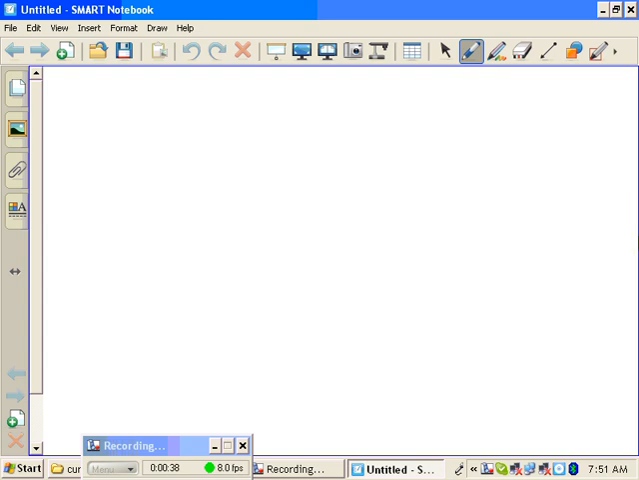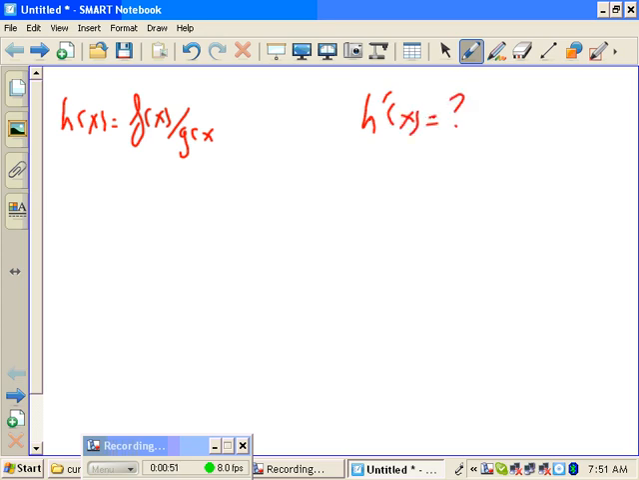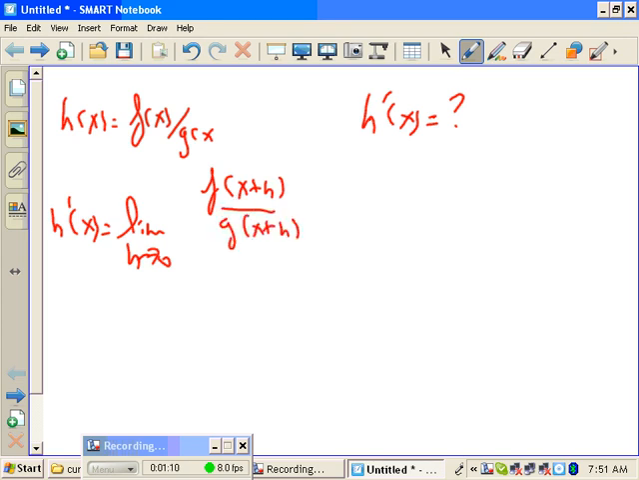All right. So, what do we say? Well, if h of x is f of x divided by g of x, the question is, what's h prime, right? So we got this far. We applied the definition of derivative to this function, and we said that h prime is the limit as h goes to 0. We did this yesterday, right? Of f of x plus h over g of x plus h minus f of x over g of x, over h.